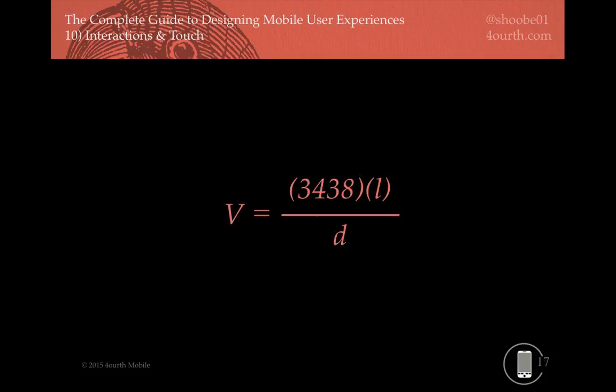This is actually the simple version of the formula. To get the 3,438 number requires knowing the size of the sensors in your eyeballs and so forth. You don't have to try to take a screenshot of this formula or break out calculators. I've done the math for you, though.